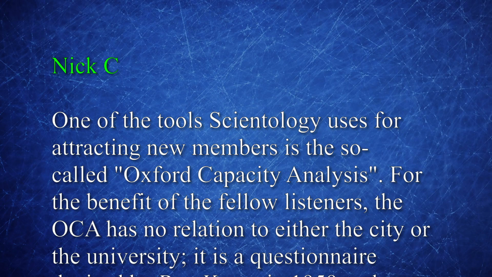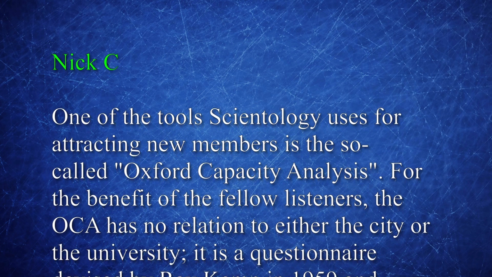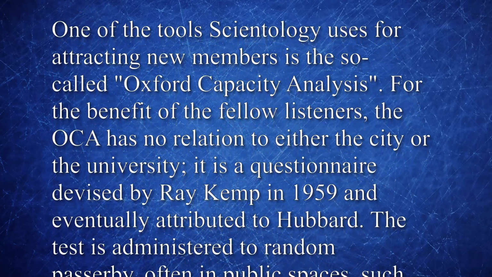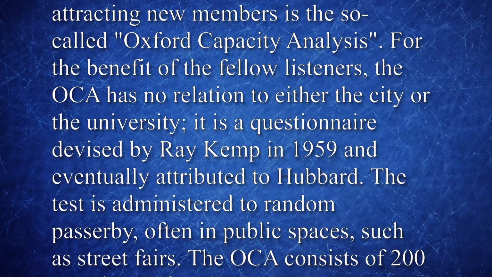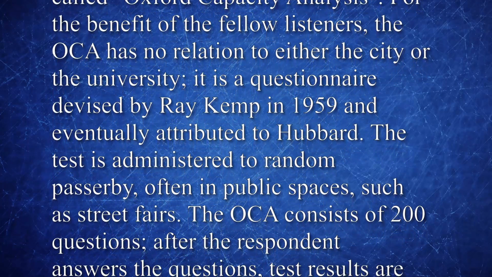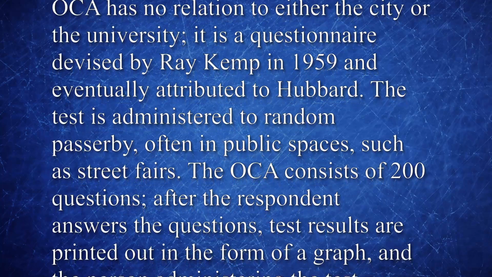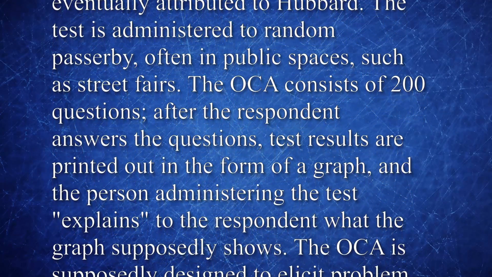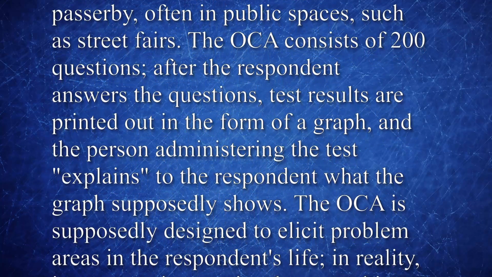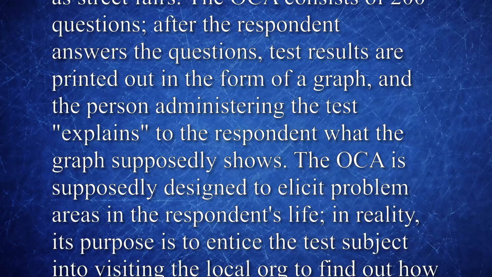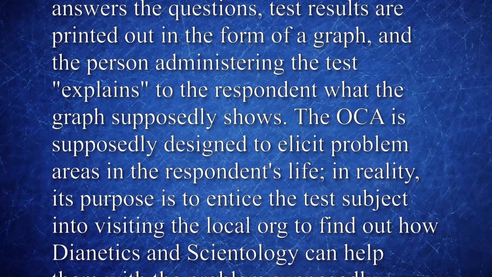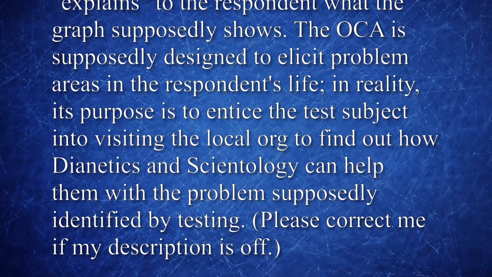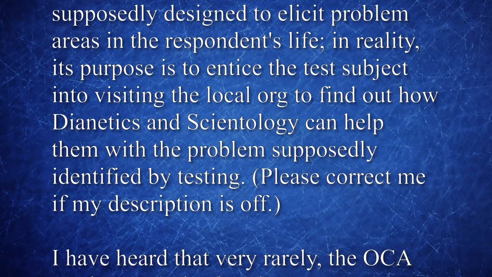Nick C. One of the tools Scientology uses for attracting new members is the so-called Oxford Capacity Analysis. For the benefit of the fellow listeners, the OCA has no relation to either the city or the university. It is a questionnaire devised by Ray Kemp in 1959 and eventually attributed to Hubbard. The test is administered to random passersby, often in public spaces, such as street fairs. The OCA consists of 200 questions. After the respondent answers the questions, test results are printed out in the form of a graph, and the person administering the test explains to the respondent what the graph supposedly shows. The OCA is supposedly designed to elicit problem areas in the respondent's life. In reality, its purpose is to entice the test subject into visiting the local org to find out how Dianetics and Scientology can help them with the problems supposedly identified by testing.